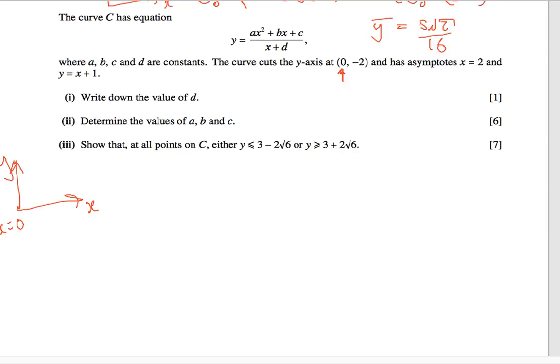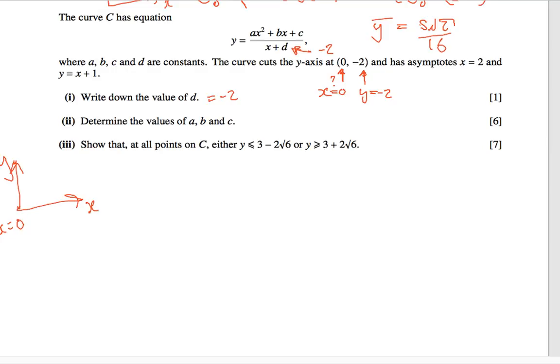It has asymptotes at x equals 2 and y equals x plus 1. Okay, so the x equals 2 asymptote tells you straight away this d needs to be minus 2, because that's how you get an asymptote at x equals 2. It also wants a, b, and c. But you can find c pretty quickly because it goes through the y-axis at y equals minus 2. Obviously, I don't know why they bother saying that.